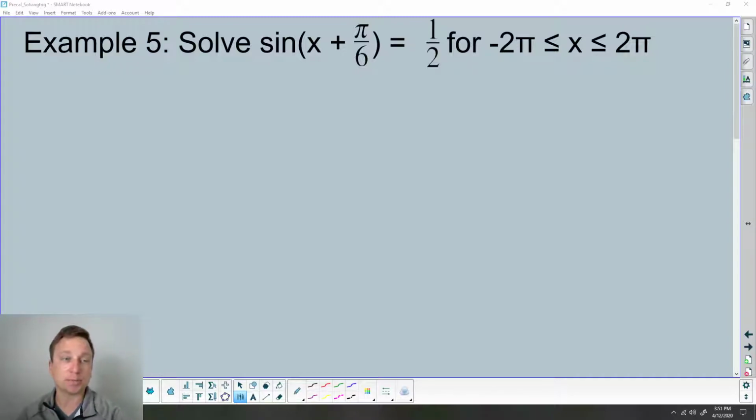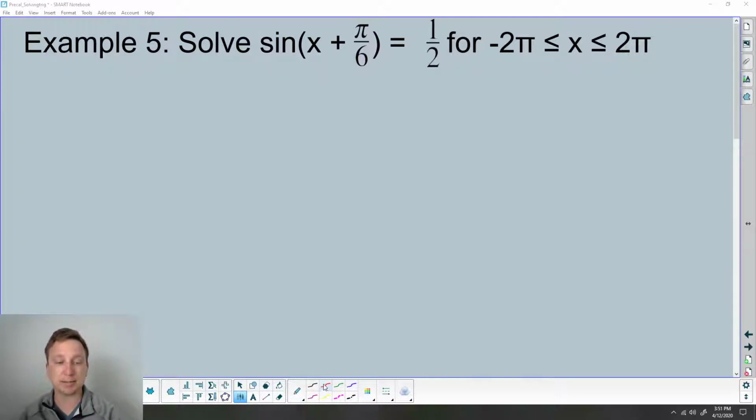We're back to work through the last problem of this week's practice set, an introduction to solving trig equations. In this problem we're asked to solve sine of x plus pi sixth equals 1/2 for a domain of negative 2 pi to positive 2 pi. Similar to the last problem, we have something happening to the sine. This would be a horizontal translation, if we want to think about it in terms of that.